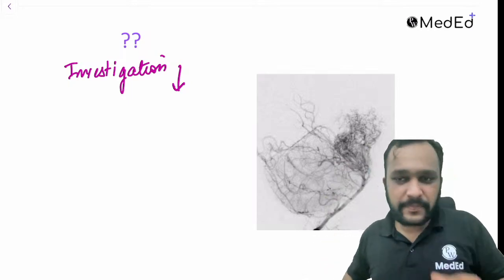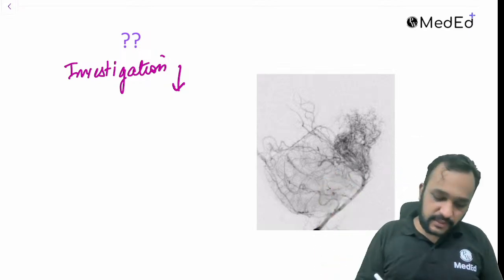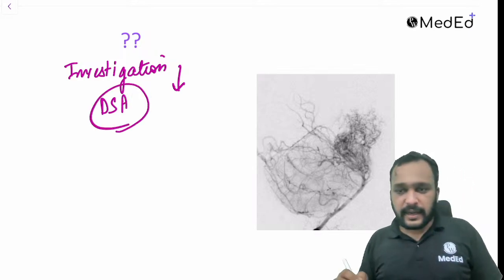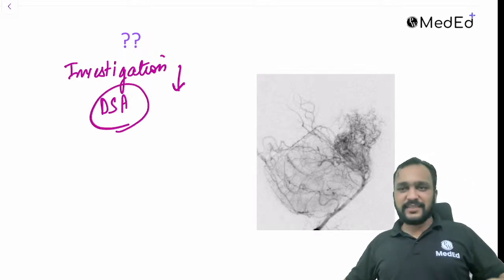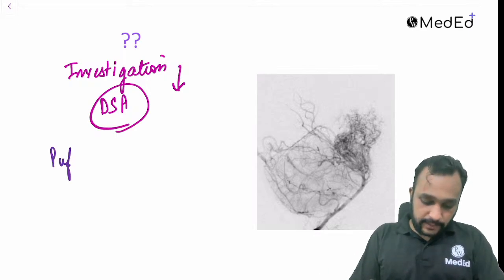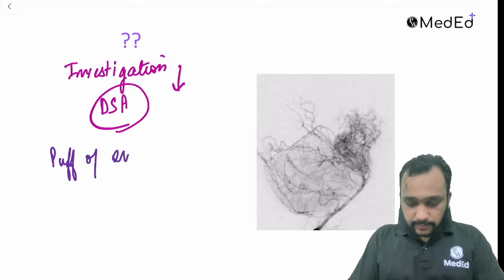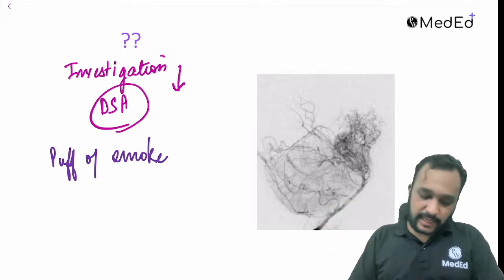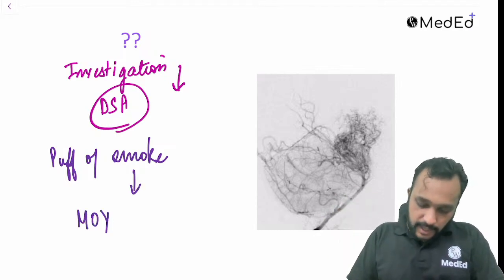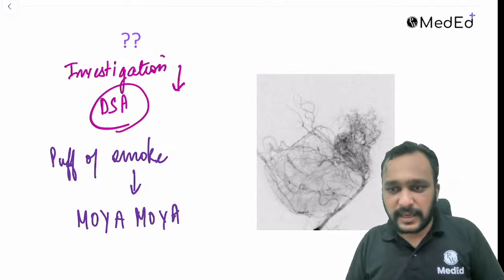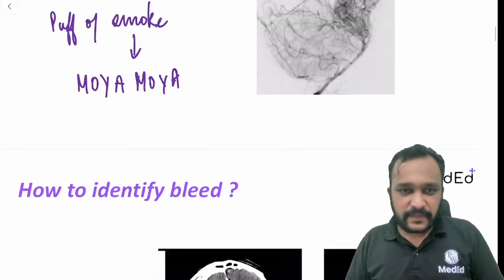Dr. Divya, ready? So guys, the investigation that is being shown here is the digital subtraction angiography. And guys, what is the appearance? The appearance is the puff of smoke appearance. And this puff of smoke appearance is seen in Moyamoya disease, right?